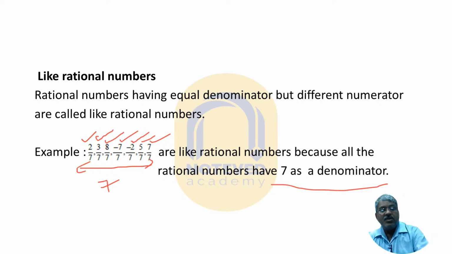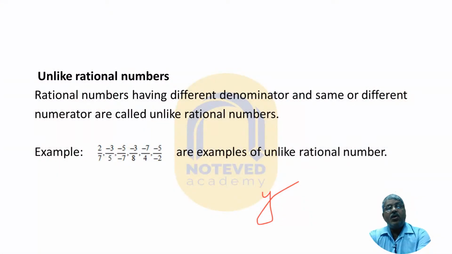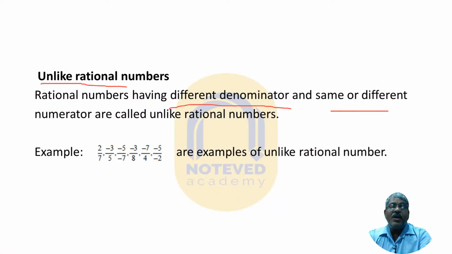So in this way, you can write different rational numbers with the same denominator. You see the numbers have 7 at the denominator. You can write any number at the denominator. Now, unlike rational numbers: rational numbers having different denominators and same or different numerators are called unlike rational numbers. It may be the same, it may be different. Now you see different denominators. It may be positive, negative.